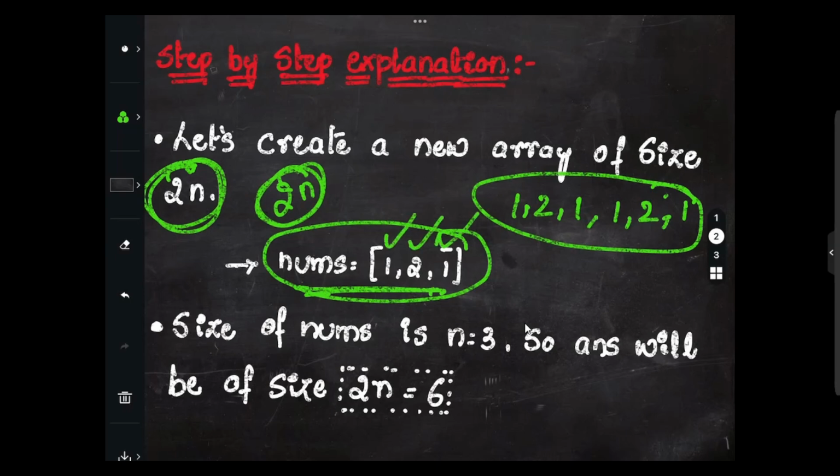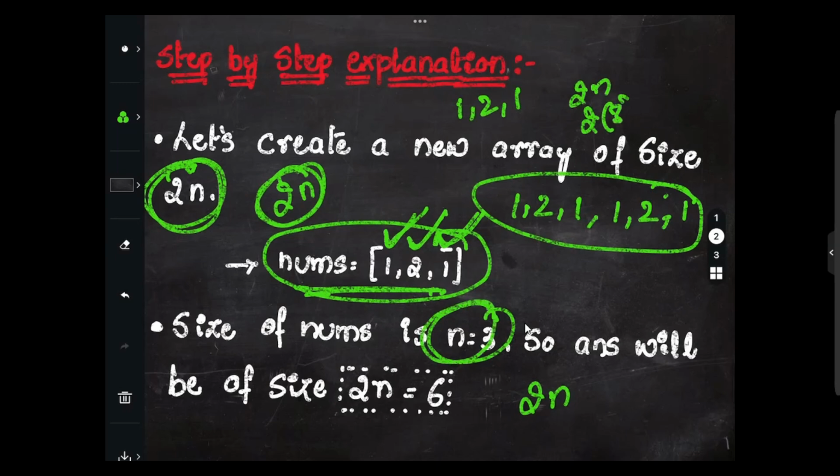So this is 0 index, but the size is 1 2 3. Size of the nums, n equals 3. So the answer should be of the size 2n. Quite obviously here in this case 1 to 1 we have. When we go with the 2n, quite obviously n is 3 here. We know that 2 into 3 is nothing but 6 here. So the answer will be of the size 2n equals 6. I hope this is clear, easy to understand, right? Let's move on with the next step here.